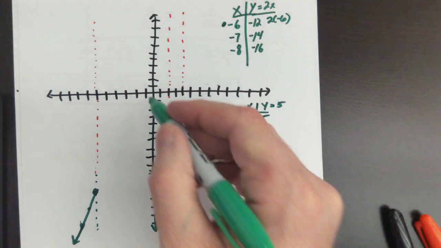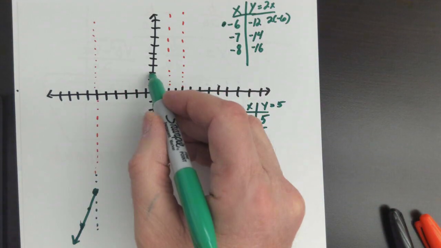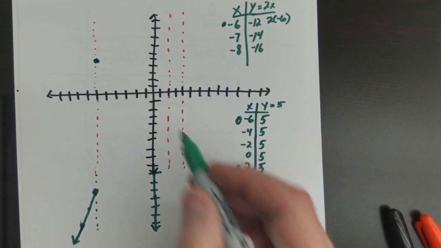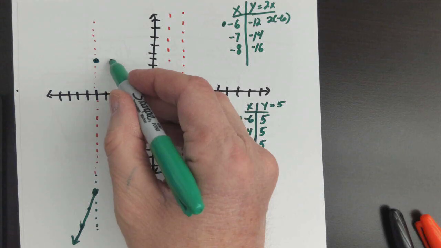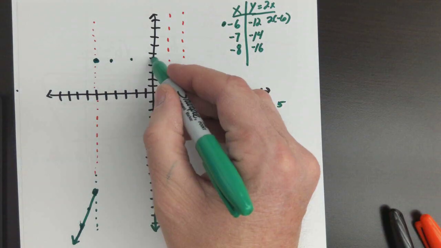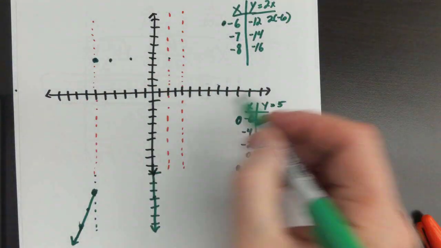So -6 is right here. 1, 2, 3, 4, 5 right there. -4, 5 is there. -2, 5 is there. 0, 5 is there. 2, 5. And, oops, okay.